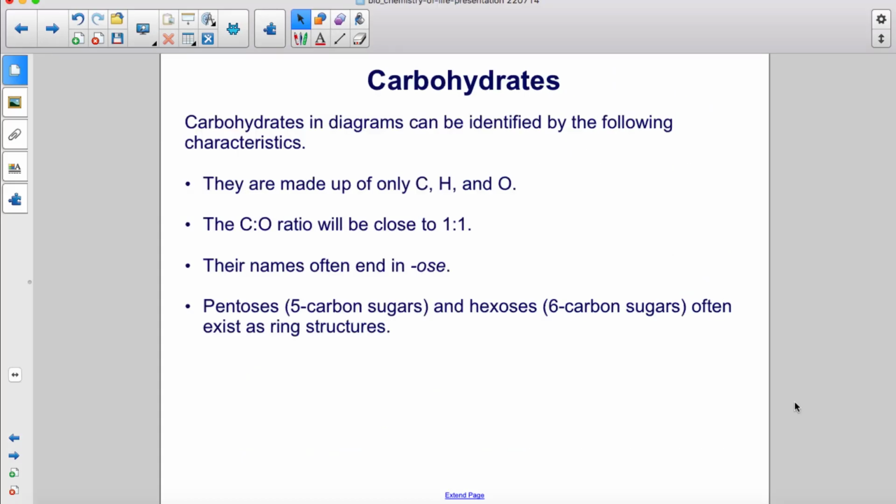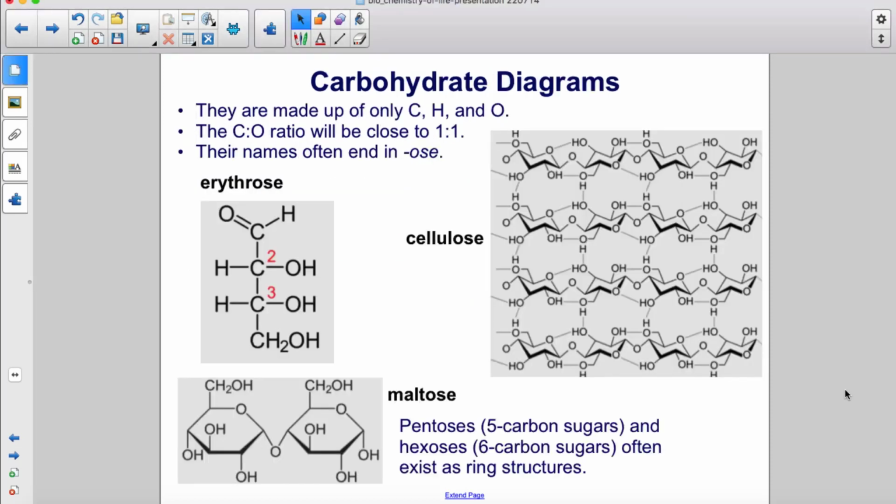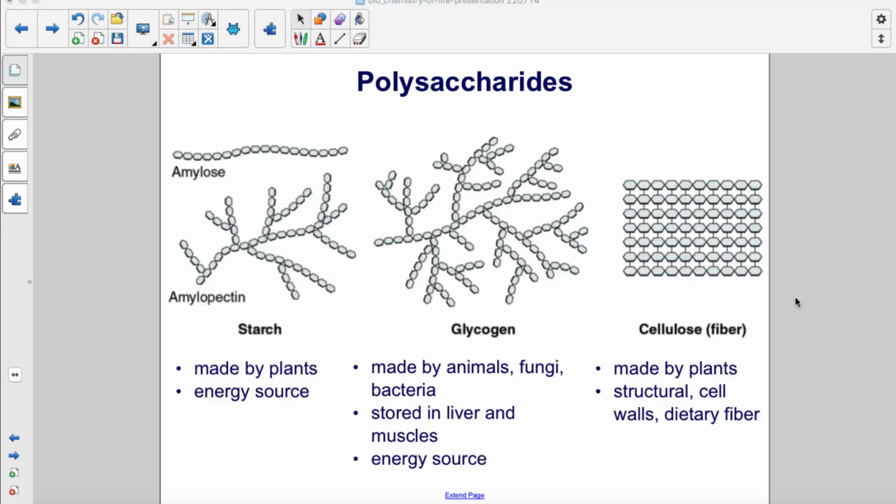Carbohydrates in diagrams can be identified by the following characteristics. They're made up of only carbon, hydrogen, and oxygen. The carbon to oxygen ratio will be close to 1 to 1. Their names often end in ose. Pentoses, which are 5 carbon sugars, and hexoses, 6 carbon sugars, often exist as ring structures. Here we have the carbohydrate diagrams for erythrose, cellulose, and maltose.